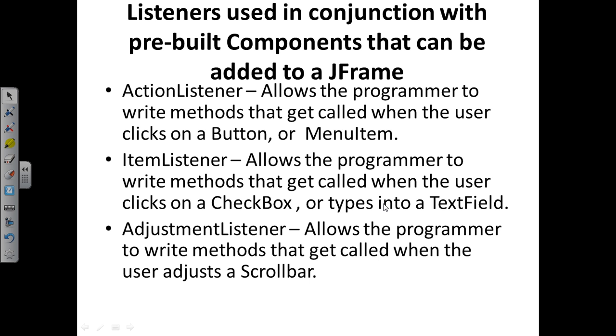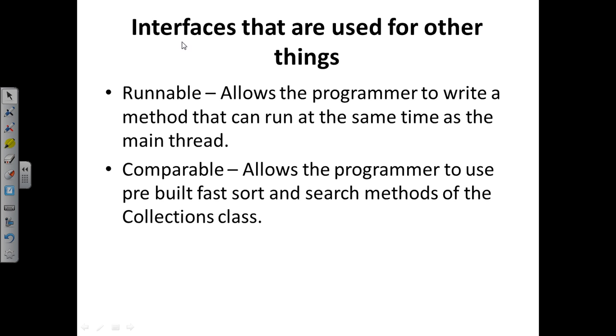Alright, so interfaces that are used for other things. This is the last category. Runnable allows the programmer to write a method that can run at the same time as the main thread. So that you can have a method that runs continuously and independent of everything else that's going on in the program. And then the comparable interface we'll talk about allows the programmer to use some pre-built fast sorting and searching methods of the collections class.